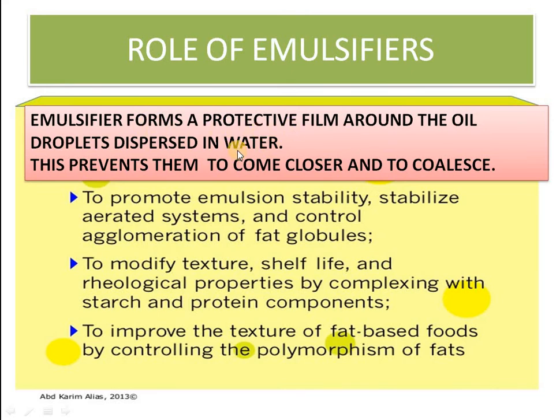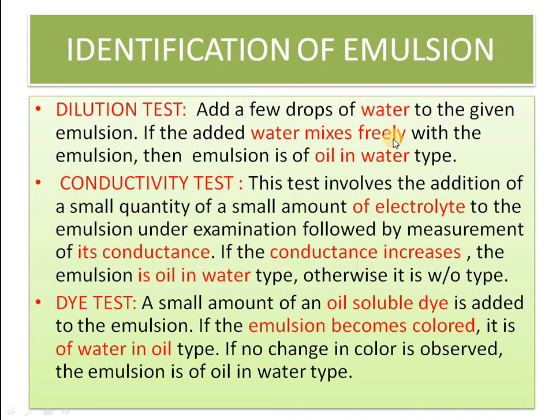The emulsifier forms a protective film around the oil droplets dispersed in water, and this prevents them from coming closer and coalescing. Coalesce means joining together. Identification of emulsion: how to identify whether it is oil in water or water in oil? One is the dilution test. We take the emulsion and add water to it. If the water mixes very nicely, it is known as oil in water. Water is more in this emulsion.